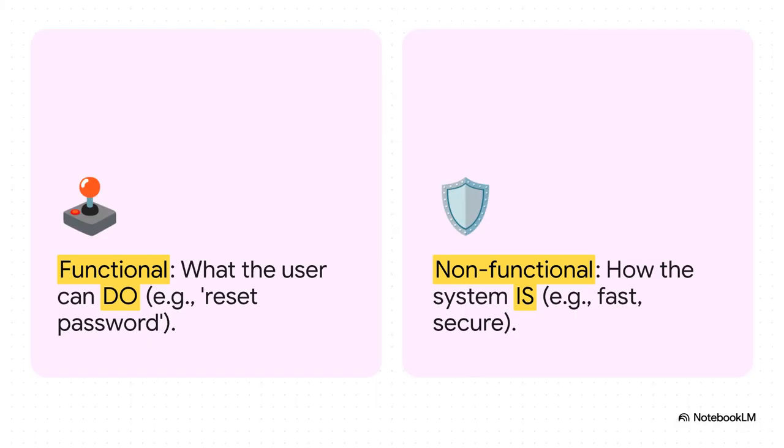All right, once you've got all that raw info, it's time for step two, definition. And here we split things into two buckets. You've got functional requirements, that's the what.